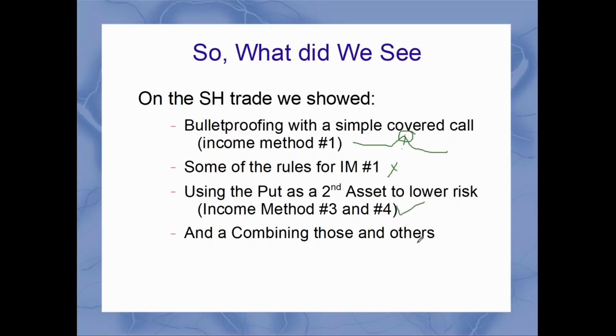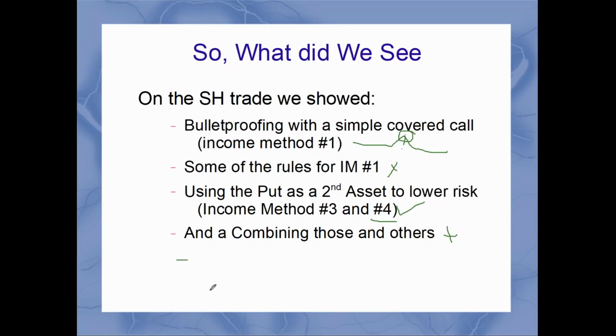We also showed income method number 3, using the second asset, not just as insurance, but as a way, because it was properly structured from the beginning, to use that as a second asset to lower the risk, and what would happen if we combined those two. I didn't show you number 4 yet. It's one of my favorite ones to use if the stock's moving in a desired direction. We didn't really show that one.